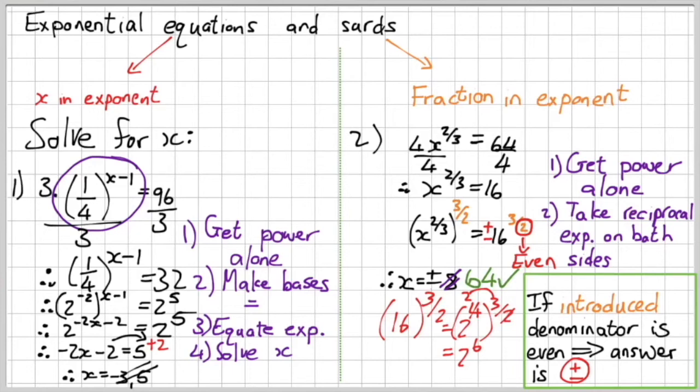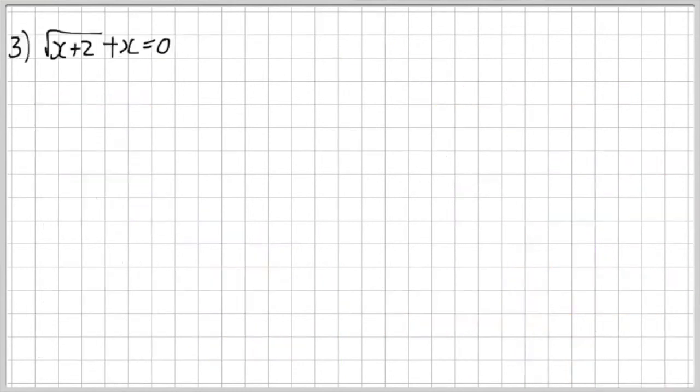Ladies and gents, let's move on to surds. I love surds, and I picked this one out just to try and catch you out. So in this next example, I'm asking you to solve the root of x plus 2, plus x, equal to 0. Crucial: you need to get your surd alone before you can square both sides. Please get the surd alone first.